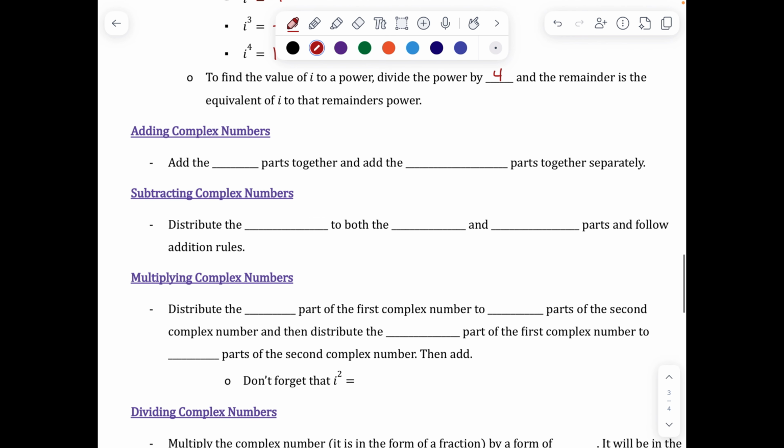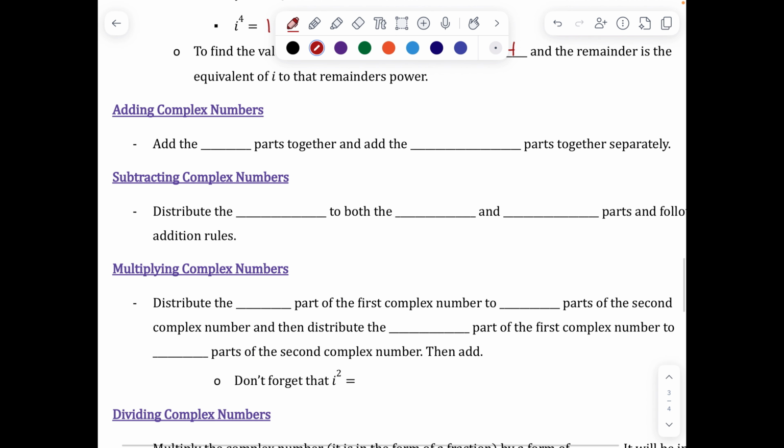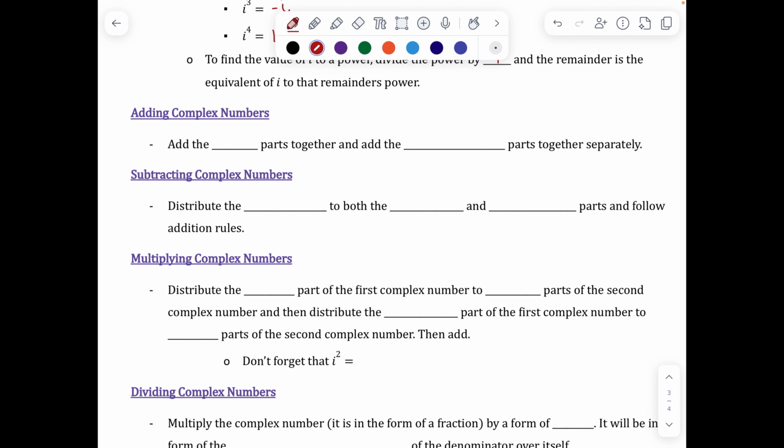So when we're looking at operations, if we are adding complex numbers, we want to add all the real parts together, so those are your a's, and add the imaginary parts together, those are your bi's. When we're subtracting complex numbers, you want to make sure you distribute the subtraction to both the real and the imaginary parts, and then you'll just follow your addition rules.